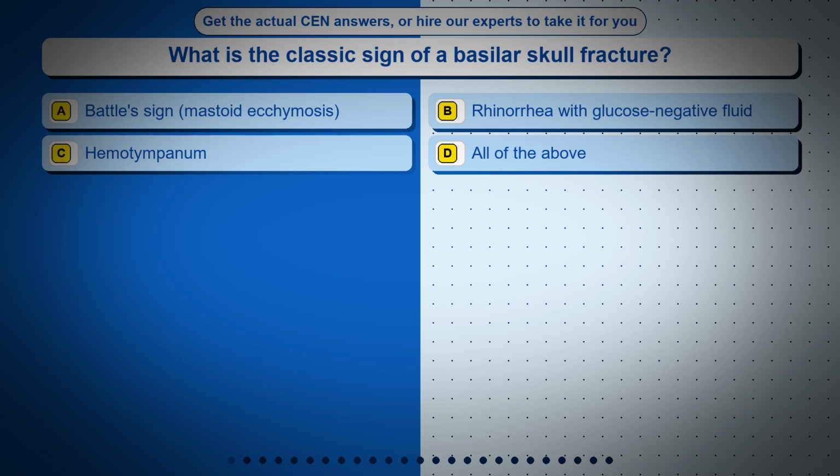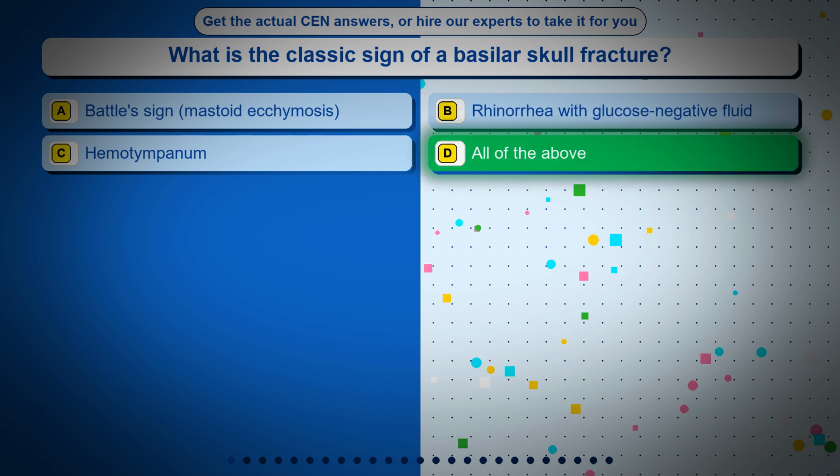Question 1. What is the classic sign of a basilar skull fracture? Option A, Battle's sign, mastoid ecchymosis. Option B, rhinorrhea with glucose-negative fluid. Option C, hemotympanum. Option D, all of the above. The correct answer is option D, all of the above.